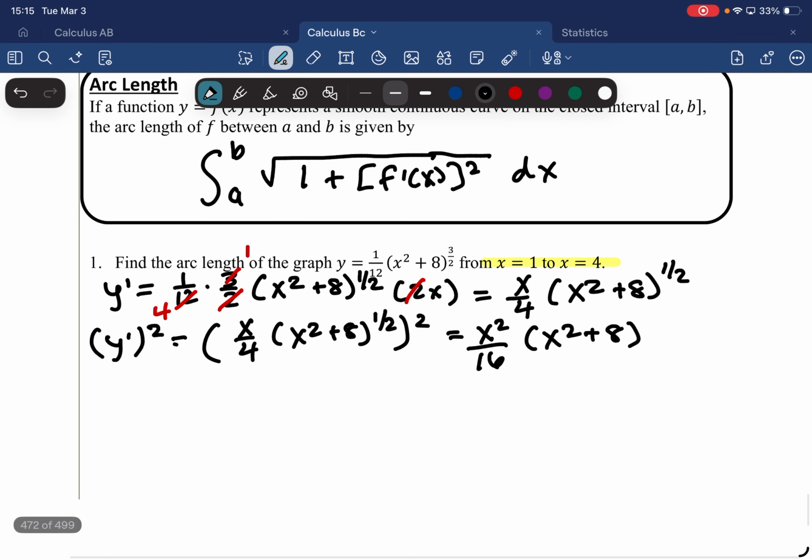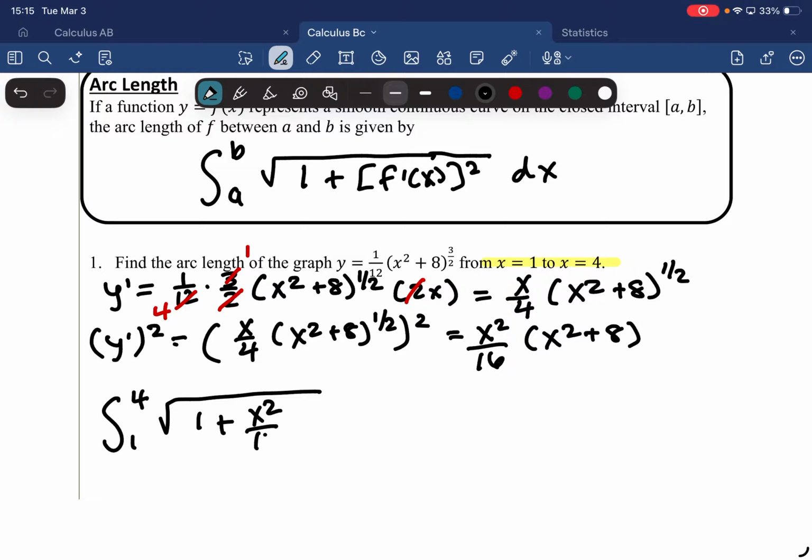Okay, now I'm going to take that derivative that I squared and plug it into my integral. So I have the integral from 1 to 4 of the square root of 1 plus x squared over 16 times (x squared plus 8) dx. Okay. Now from here, this is our integral already set up for arc length.